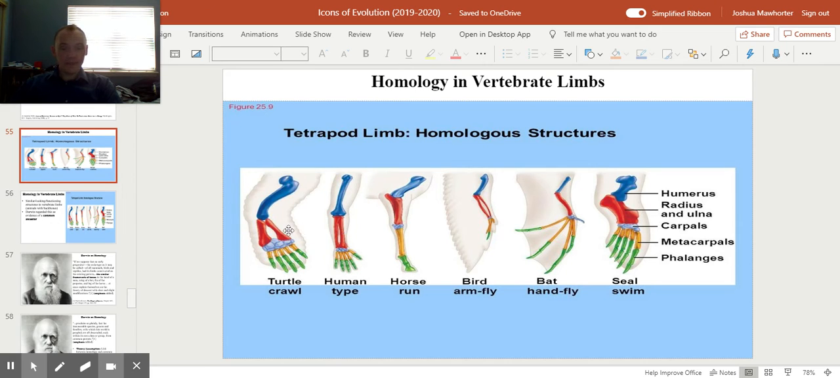But as you can see, you've got the turtle claw, the human arm, horse's leg, the bird's wing, a bat's wing, a seal's flipper, and they seem to have these similar structures. It has a humerus, a radial and ulna, carpals, metacarpals, and phalanges, which is what the human arm has as well. And so this is an empirical fact. It can be observed, it can be seen in nature that these things are this way.